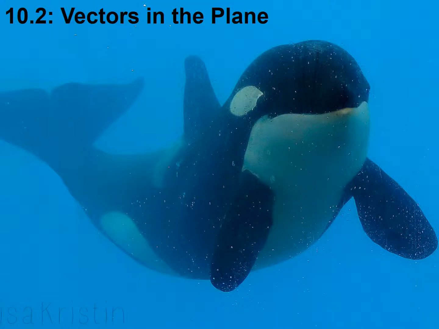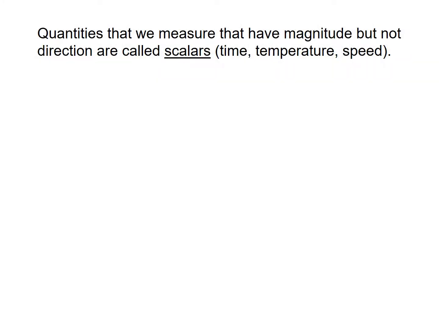Okay, today we're going to take a look at vectors and vector functions. If we have some quantity that gives us magnitude or the amount, but it doesn't specify a direction, we call it a scalar. Time, temperature, and speed are all scalars. Remember that speed tells us how fast we're going, but it's always positive. It does not indicate which direction we're going.